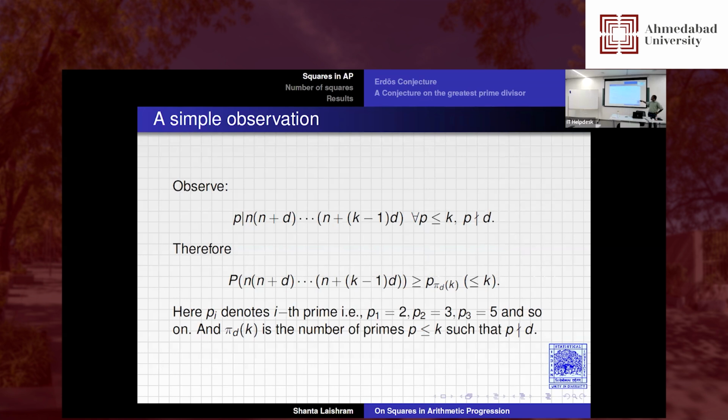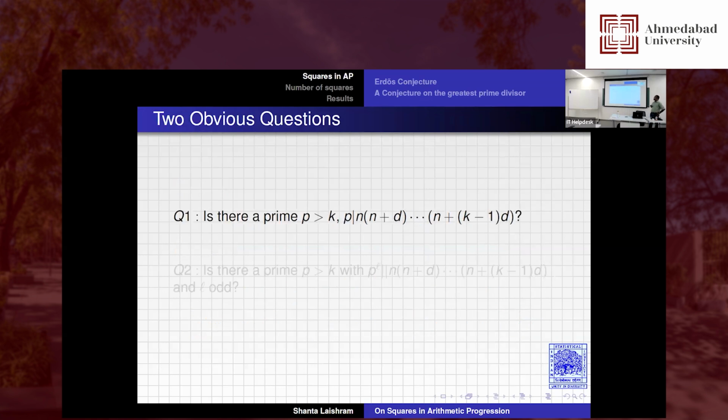I'm not saying that this is the best possible, but we have this result. So here two obvious questions can come up. The first problem is: can you have a prime bigger than k dividing this product? Every prime less than k which doesn't divide d divides it. Now, can I have a prime bigger than k?